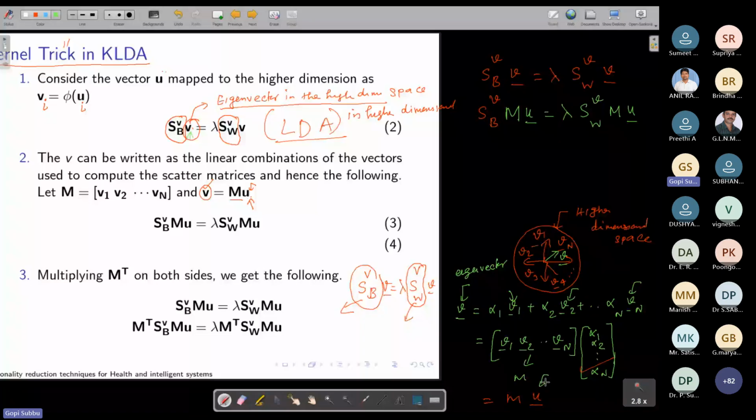Now what I'm doing, I am multiplying on both sides M transpose. That's what I'm doing here. This lambda is a scalar, so I can multiply M transpose in this, right? So this is M transpose SBV M, and this is M transpose SWV M. That's what exactly it is done here. You can see that, right? Now we are going to have some interesting result, right? You can see that.